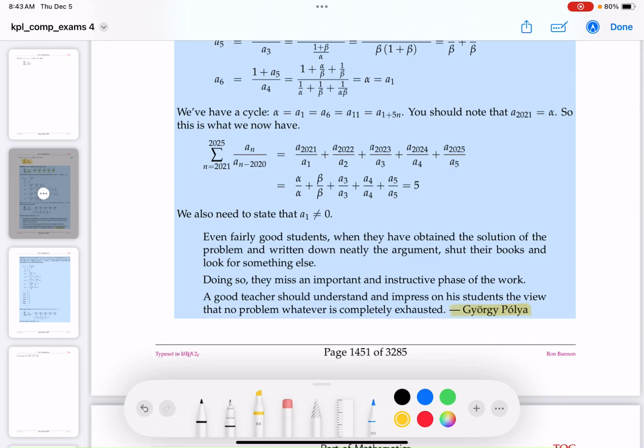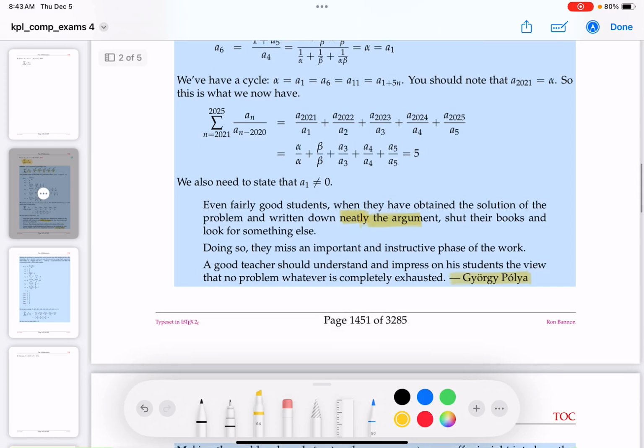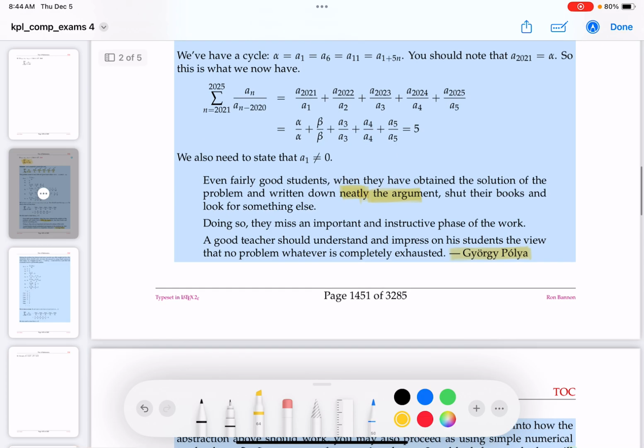Even fairly good students, when they've obtained the solution of the problem and written it down neatly, which is a key word here, a neat argument, often shut their books and look for something else. But in doing that, they're missing an important opportunity to instruct themselves about the structure of the problem. So a good teacher should impress on his students the view that no problem, whatever you're doing, by the way, is completely exhausted.